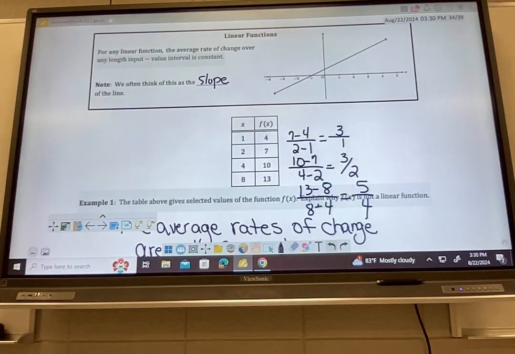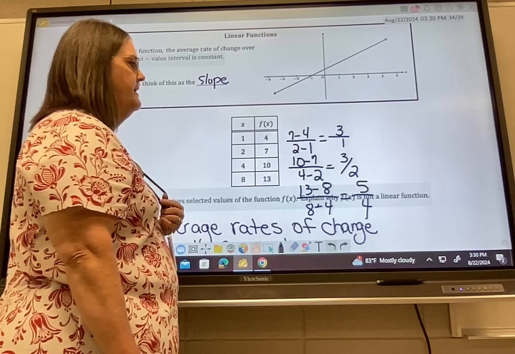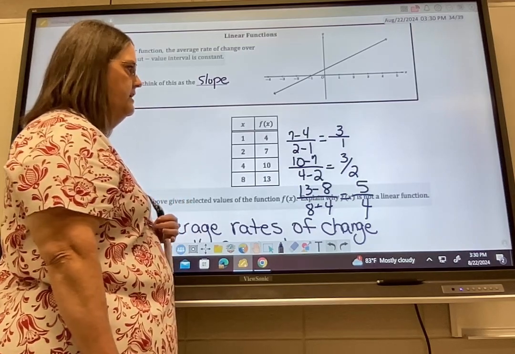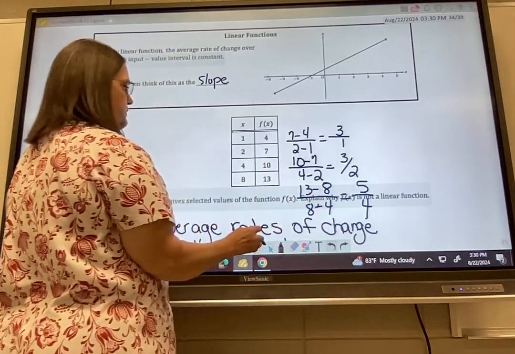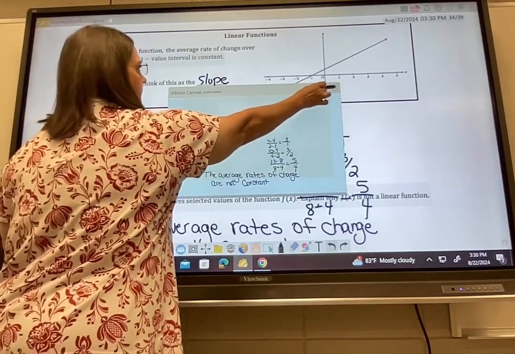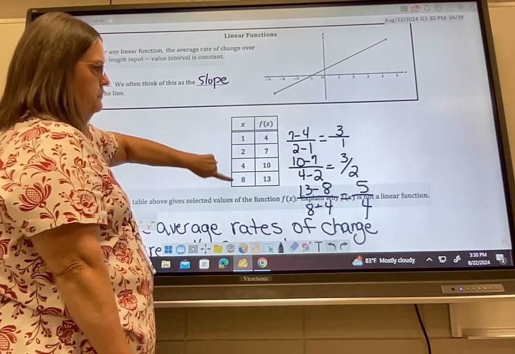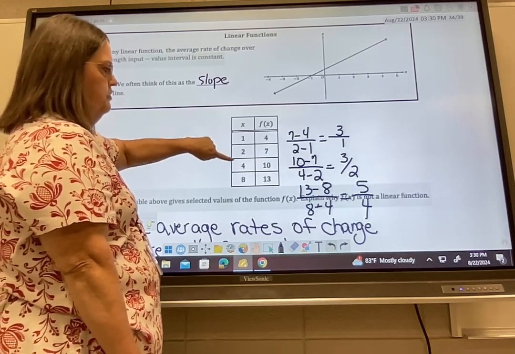All right, now we have a table, and your worksheet will have lots of tables today. We're looking at this table, and the question says, explain why this is not a linear function. So we do average rate of change over each interval, and the reason that we do that is we can't just look at the table because the table does not have equal intervals. This is not going 1, 2, 3, 4. It went 1, 2, 4, 8.